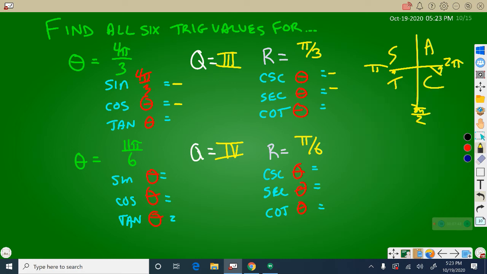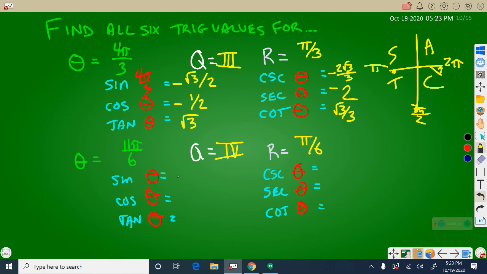At pi over 3, we have sine is root 3 over 2, cosine is 1/2. When you divided them, it was root 3, and their tangent's the only thing positive. When you flipped those values, that became 2, this became root 3 over 3, and cosecant at the top was 2 square roots of 3 over 3. Okay, finish this last guy off.